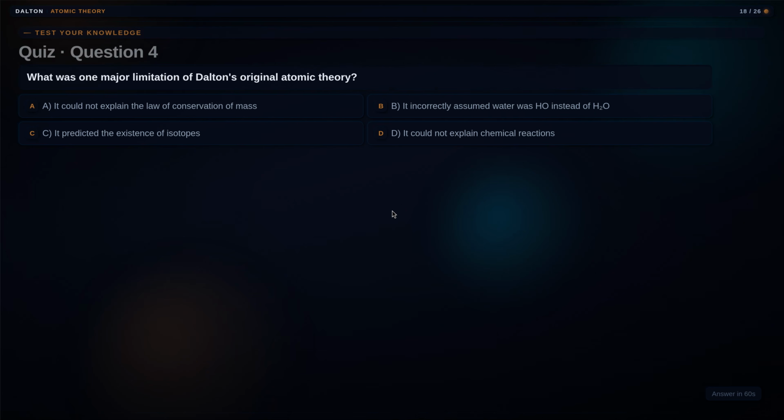Quiz question 4. What was one major limitation of Dalton's original atomic theory? A. It could not explain the law of conservation of mass. B. It incorrectly assumed water was HO instead of H2O. C. It predicted the existence of isotopes. D. It could not explain chemical reactions. The correct answer is B.